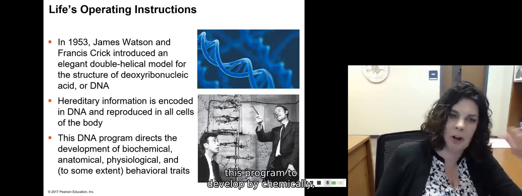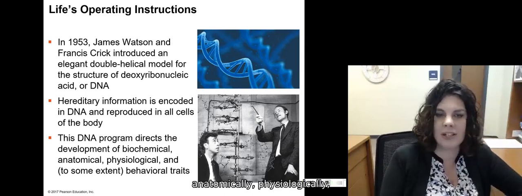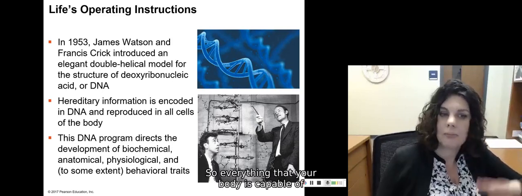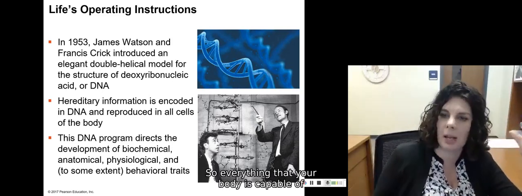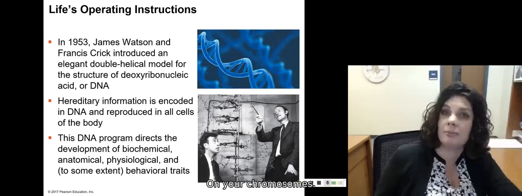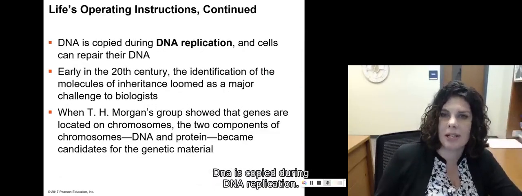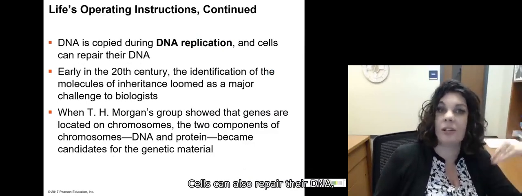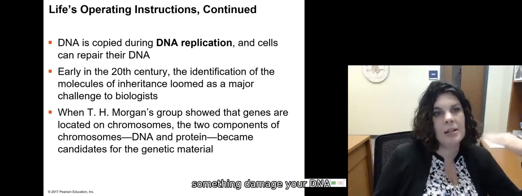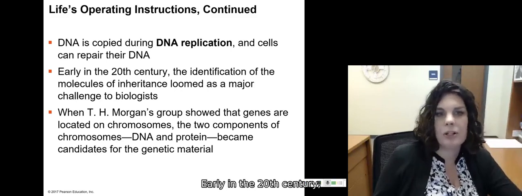The DNA leads this program to develop biochemically, anatomically, physiologically, and even to some extent behaviorally. So everything that your body is capable of doing can be traced back to genes on your chromosomes. DNA is copied during DNA replication. Cells can also repair their DNA, which is kind of nice because you don't want to have something damage your DNA and forever be stuck with broken DNA.